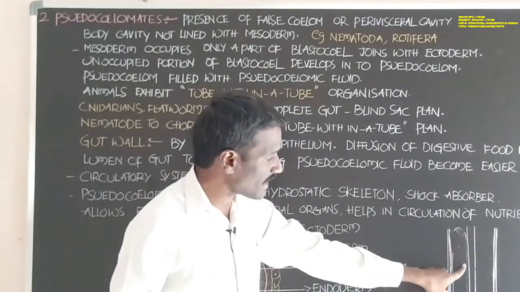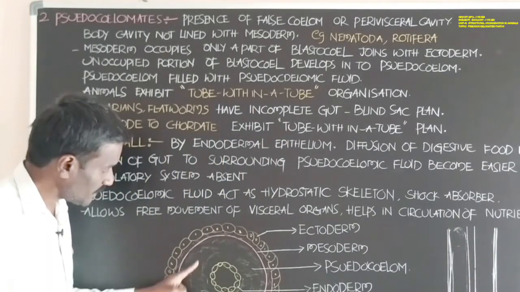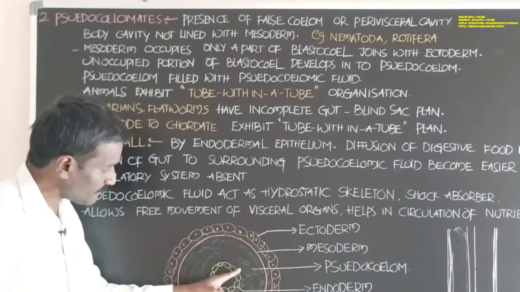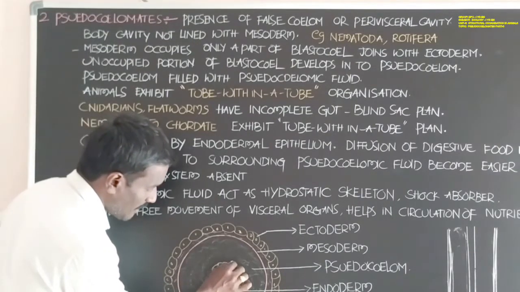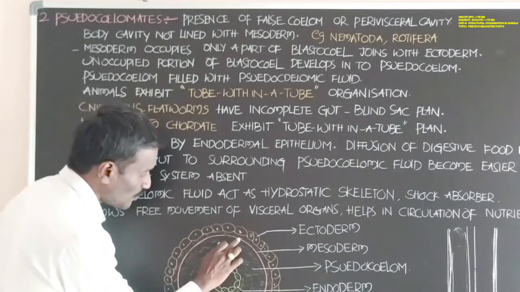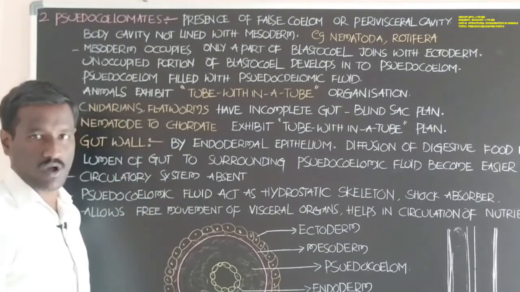This is the body cavity, and it is not lined with the mesoderm. Student, this is the food tube, which is also not lined with the mesoderm. The mesoderm occupies only the inner surface of the ectoderm.